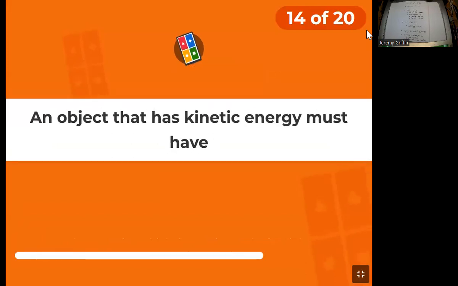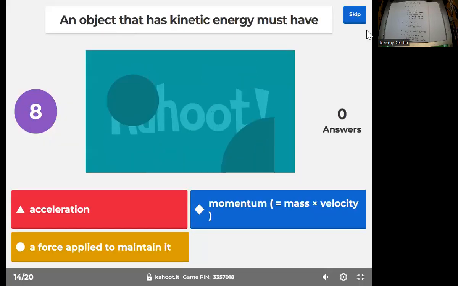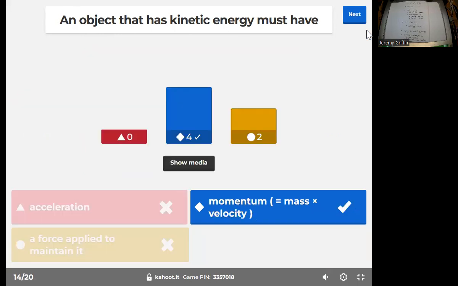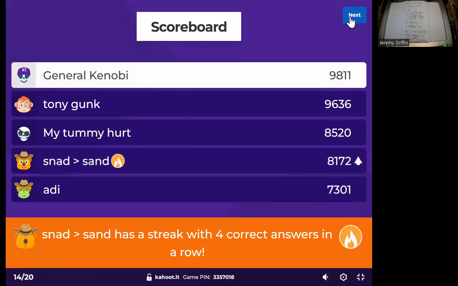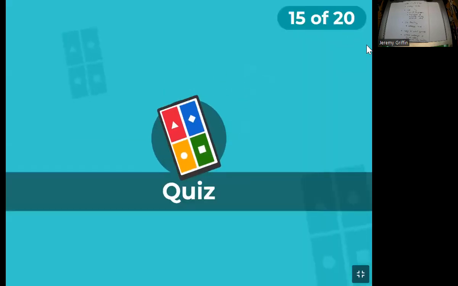An object that has kinetic energy must have a mass, must have a speed. Therefore, it must also have momentum, which we're going to start next week. Momentum is mass times velocity. It turns out momentum is conserved in the universe a lot like energy is, but it's a vector quantity instead of a scalar. It has the same ingredients as kinetic energy, mass and velocity, but arranged differently. It's not 1/2 mv squared. It's mv.